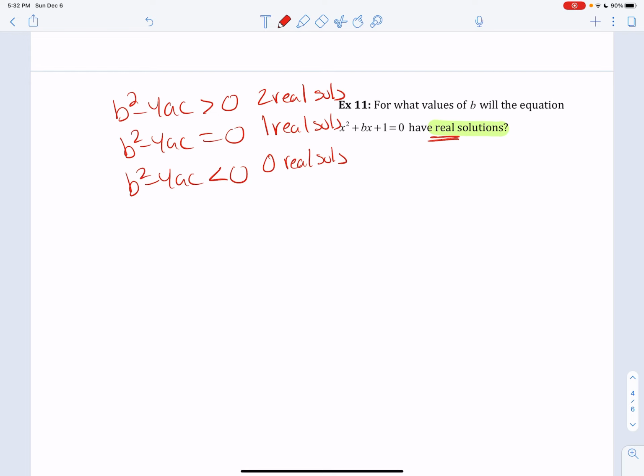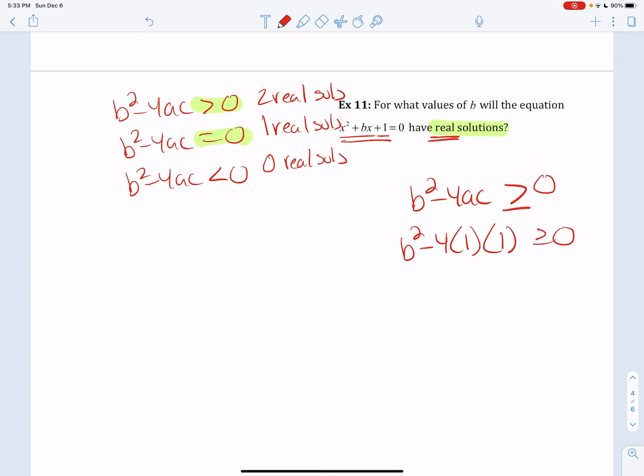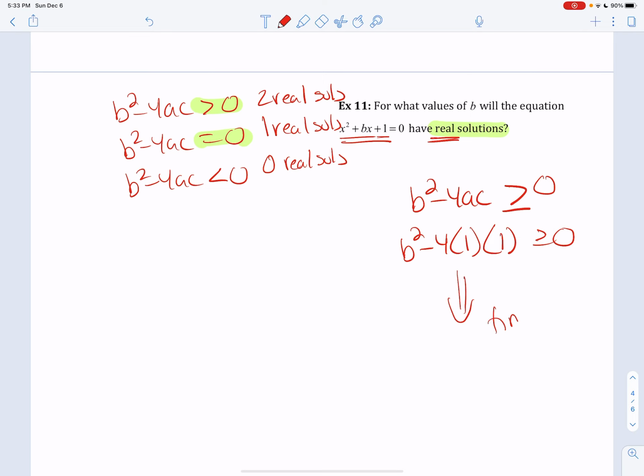We're not told 1, we're not told 2, we're just told real. So we need both greater than and equal to 0. So we want our discriminant of b squared minus 4ac to be greater than 0 for the 2 real solutions and equal to 0 for the 1 real solution. And if we identify a, b, and c on our equation, that's b squared minus 4. Our a term is 1, the coefficient of x squared, and our c term is 1. And then I will let you finish that with your sign chart to figure out your solution of when that quantity is greater than 0. So I'm going to let you finish that.